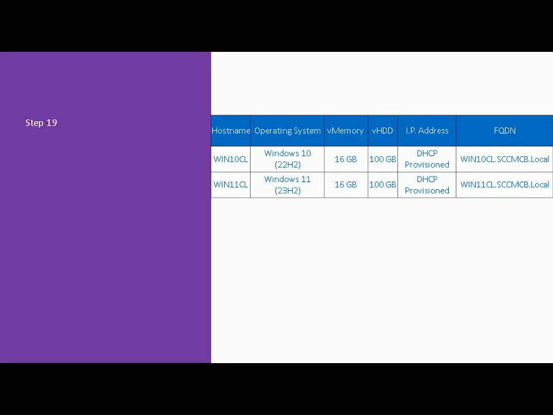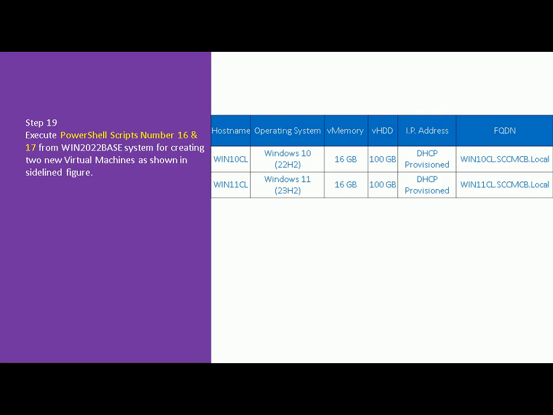Now the next step is to execute PowerShell scripts number 16 and 17 from the Windows 2022 base system for creating 2 new virtual machines, as shown in the slide figure. So as you can see, we now need to create the 2 additional virtual machines, WIN10 CL and WIN11 CL. In the previous part we created them manually. In this part we will create them through our PowerShell script.